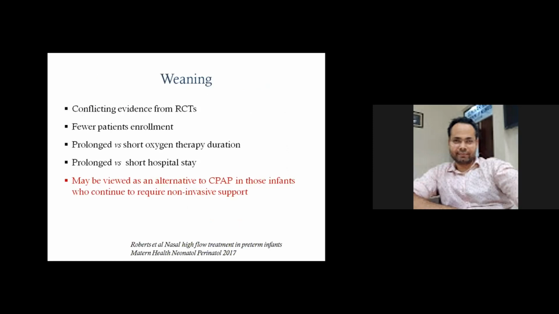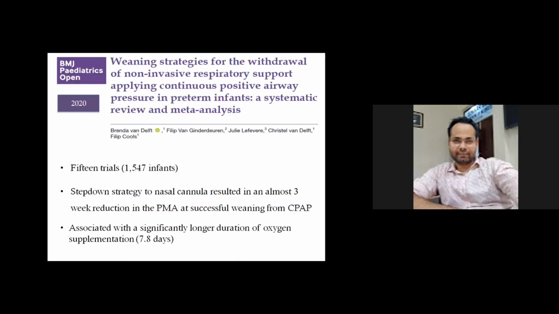About weaning, there is conflicting evidence from the randomized controlled trials because of fewer patient enrollment, prolonged versus shorter oxygen therapy duration, and prolonged versus short hospital stay. It was found that there was a slightly longer duration of hospital stay and a longer duration of oxygen therapy. So it may be viewed as an alternative to CPAP in those infants who continue to require non-invasive support.